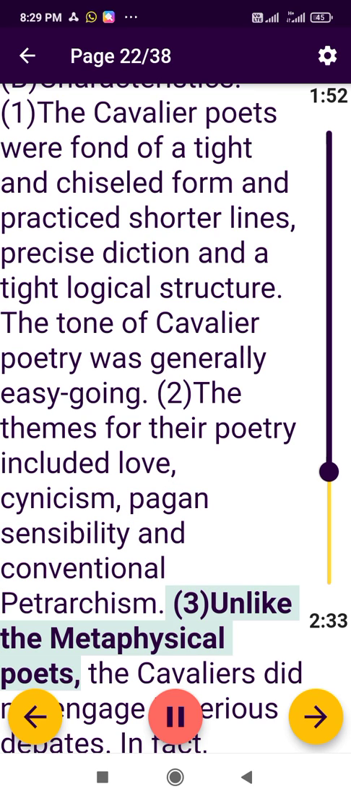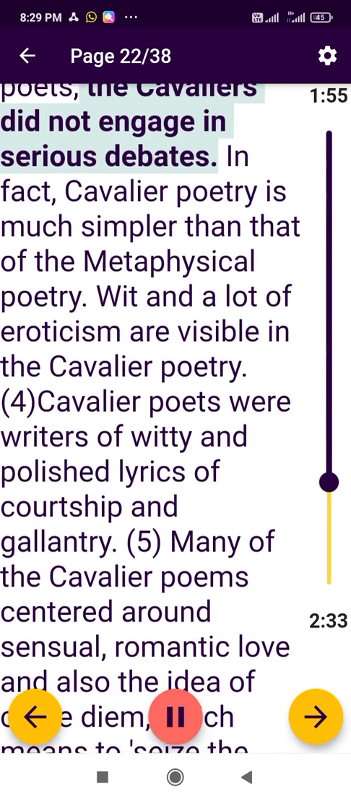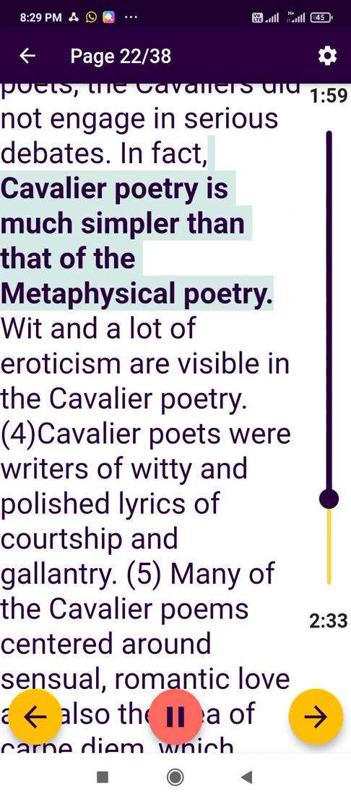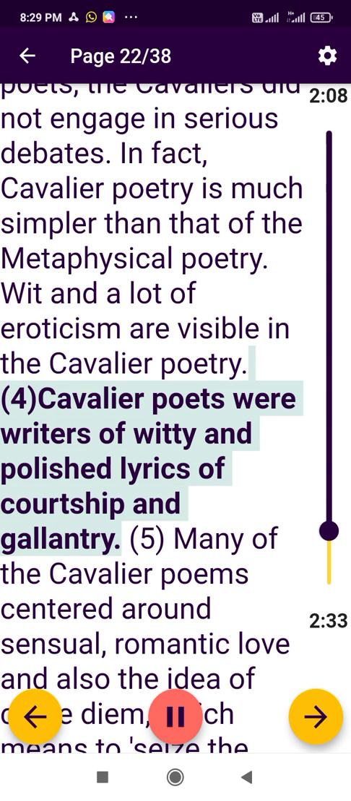3. Unlike the metaphysical poets, the cavaliers did not engage in serious debates. In fact, cavalier poetry is much simpler than that of the metaphysical poetry. Wit and a lot of eroticism are visible in the cavalier poetry. 4. Cavalier poets were writers of witty and polished lyrics of courtship and gallantry.